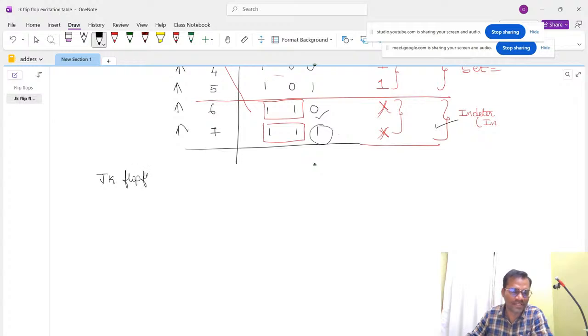What is a flip flop basically? A flip flop is a one bit memory storage. Very good, super. It is a one bit memory storage. And what does it store? Either it can store 0 or it can store 1.